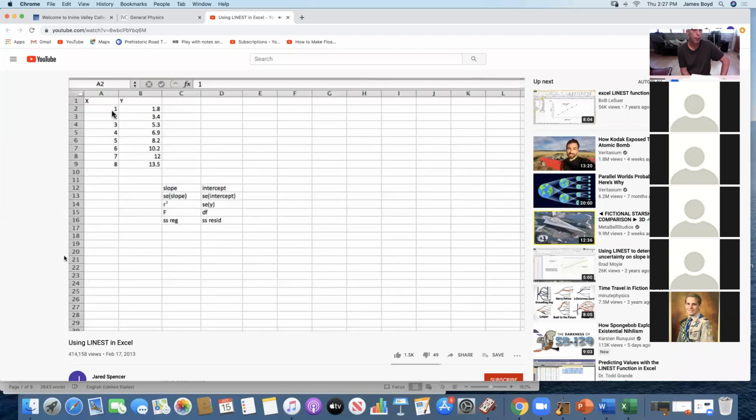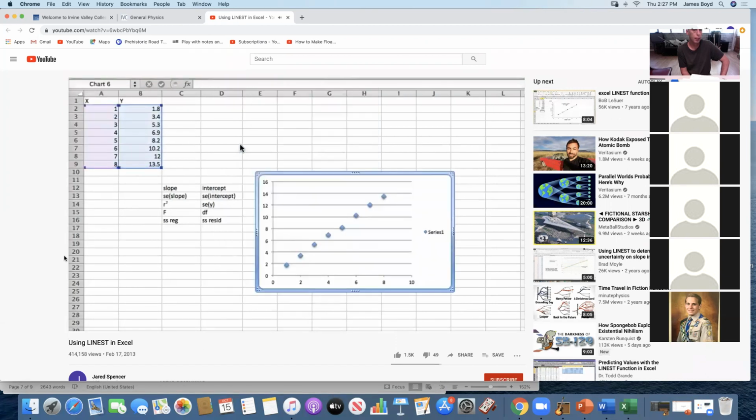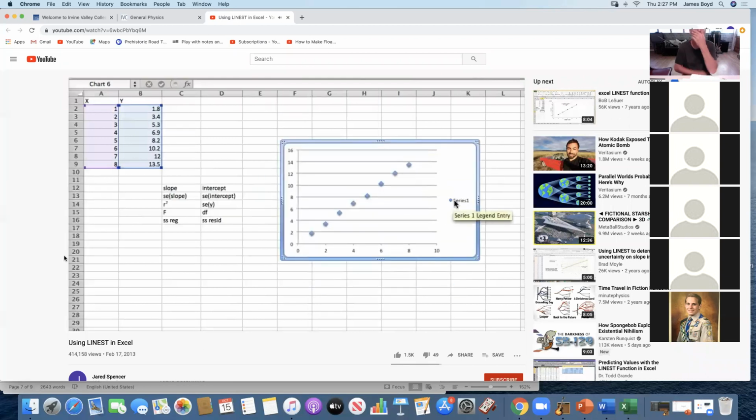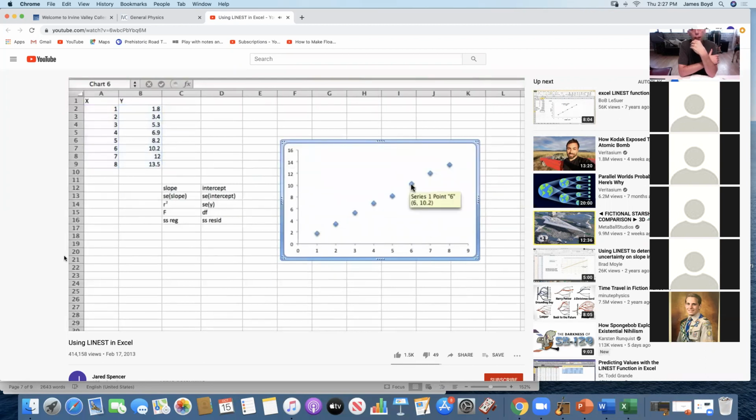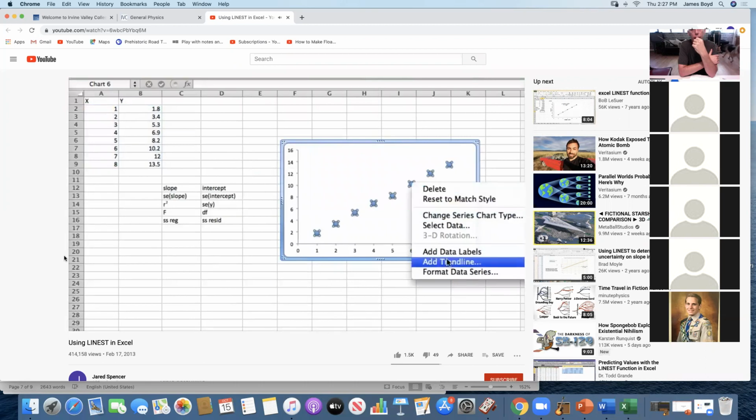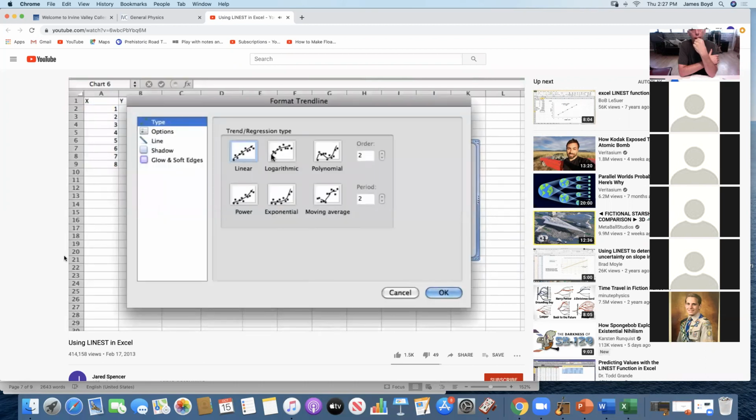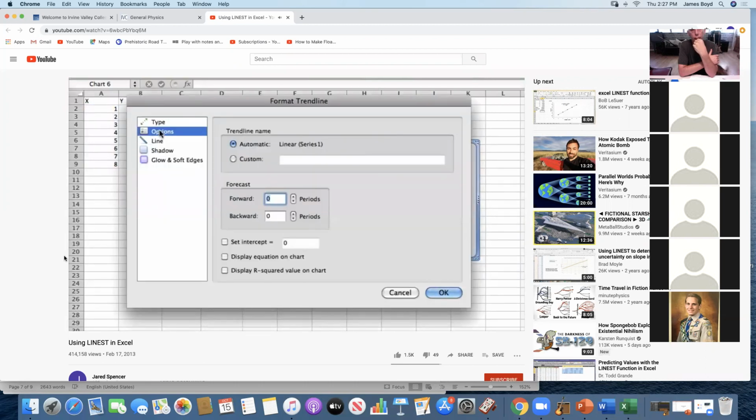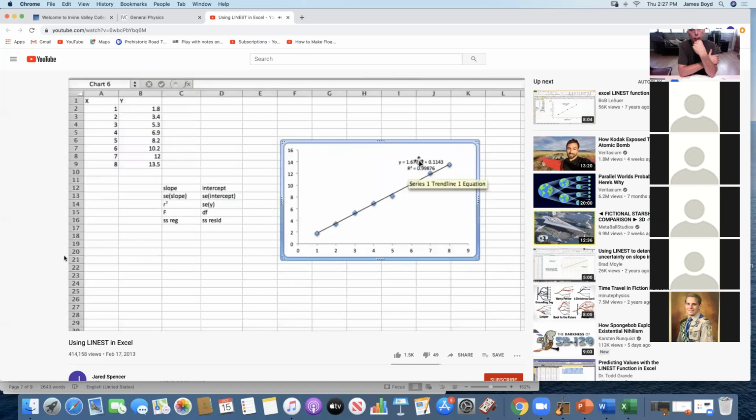So I have some X and Y data here. And the first thing I'm going to do is select this data and generate a scatter plot. Now, this is something that you're going to be doing for your lab reports. You will need to clean this up quite a bit before actually including it in a lab report. But for now, I'm just going to show you how to add a trend line. So we're going to add a trend line of a linear type. We're going to display the equation on the chart and display the R-squared value on the chart. And so here you go.